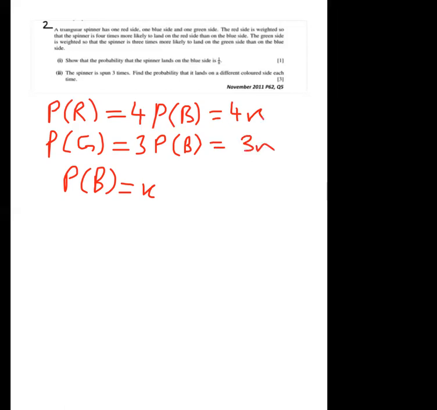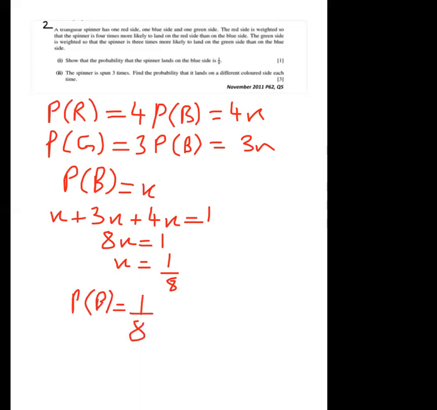Now, since the spinner only has 3 sides, it either has to land on blue, green, or red. So the probabilities of the 3 events are exhaustive. They will add up to 1. So X plus 3X plus 4X should be equal to 1. This means 8X is equal to 1. So X is 1 over 8. And since we know that probability of B is X, probability of B is equal to 1 over 8. That is what they had asked us to show in the question.